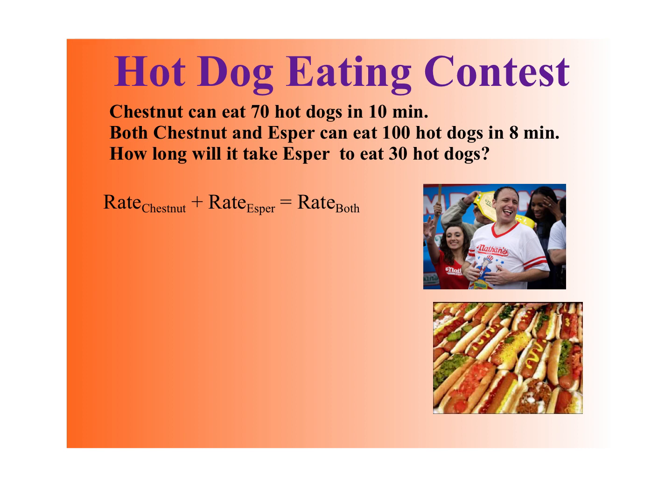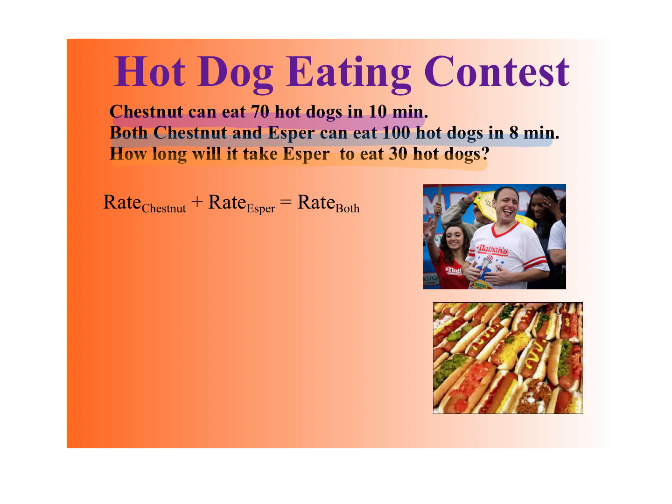So in these contests, some of the biggest names are Esper and Chestnut. Those are real people. Those are their last names. And Chestnut currently can eat 70 hot dogs in 10 minutes, which is absolutely amazing. Together, both Chestnut and Esper can eat 100 hot dogs in 8 minutes. Now, using these rates, we want to figure out how long it will take Esper alone to eat 30 hot dogs.